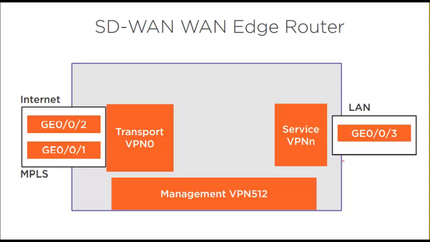And this separation also ensures that the transport network cannot reach the service network by default, because they're all different VPNs. Service uses VPN 0, management uses 512. Services will have different VPNs. You may have a VPN called 10, 20, 30. So by default, the transport network cannot reach the service network.